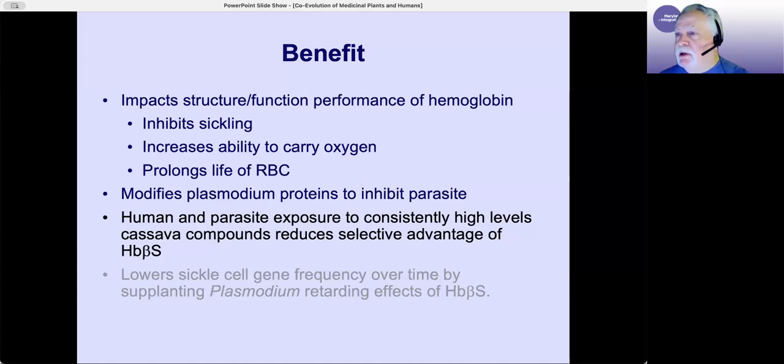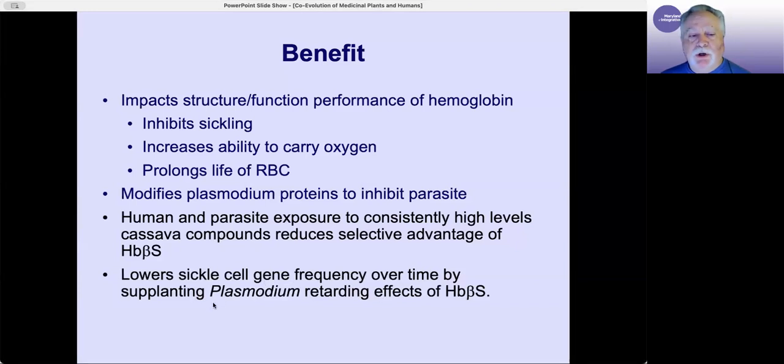Now the introduction of this toxic compound from cassava actually prevents the binding of the plasmodium. So it prevents malaria. It also tends to inhibit some of the sickling in people that have sickle cell. So it enhances their ability to have functioning red blood cells. So for the people consuming that, it takes longer for the effect of that toxin to impact the life of that individual. So you tend to get greater reproduction of people who are actually using cassava. So that selective agent lowers sickle cell gene frequency over time.